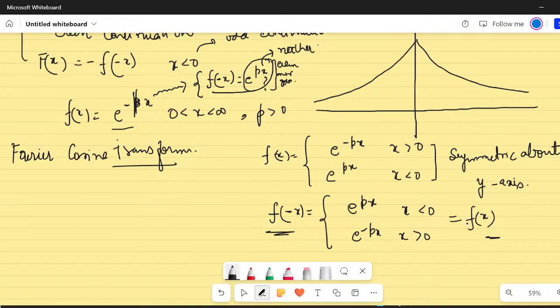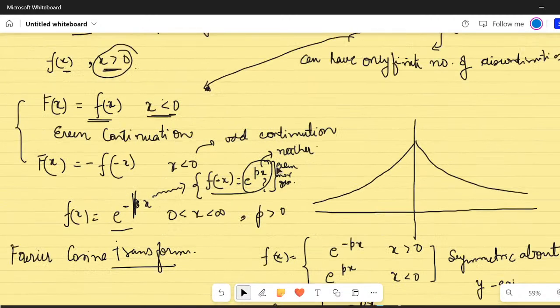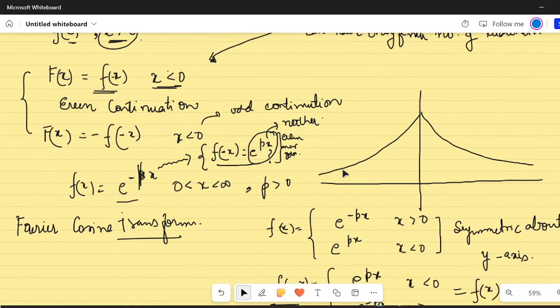So you have to remember that initially when I was saying find the Fourier cosine transform of e to the power minus px, you would say how would I do it? Because e to the power minus px is neither even nor odd. So what is the suggestion? The suggestion is to write a continuation of this particular function. If e to the power minus px is defined for all x greater than 0, I will write an even continuation by simply defining it for all x less than 0 as f of minus x. And you can see that clearly this is an even function.